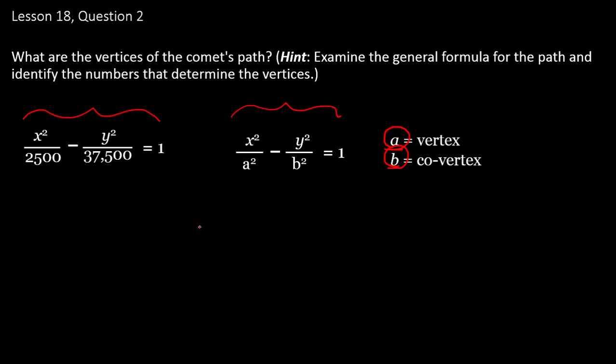Vertex, co-vertex. So if I take some square roots, for example, if I take the square root of 2500, that will tell me A, which is a vertex for this shape. Okay, so solve for A to find the vertices for this, and remember to take both positive and negative roots.